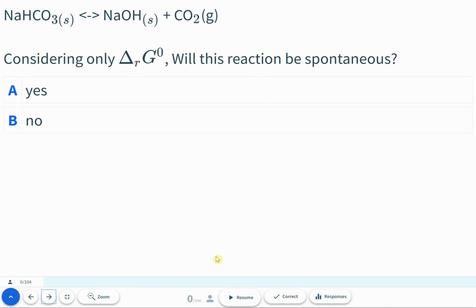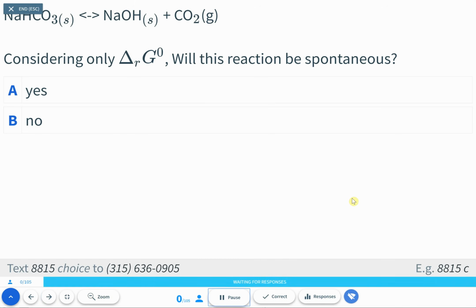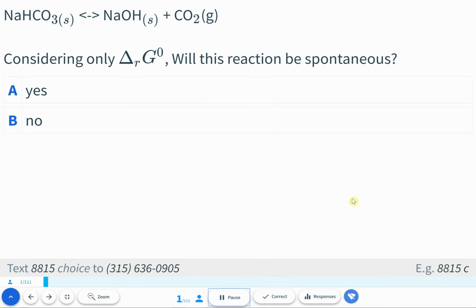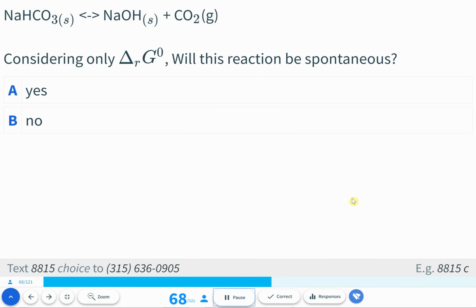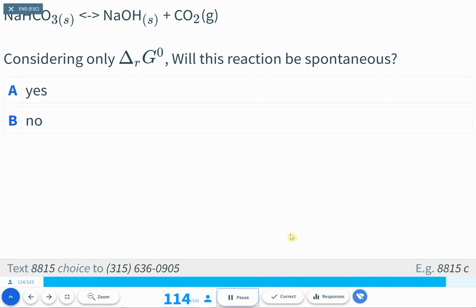First off, let's answer this question. It says the following. Considering only delta Rg naught for what we just solved for, is it spontaneous or not? Remember, it was a positive delta Rg naught value. We just talked about this one, so it should be pretty simple. Okay, get your answers in. We're going to move on. Is that spontaneous or not? Okay, I'm going to wrap this one up. Answers in.